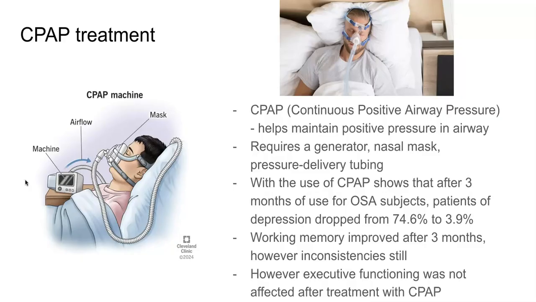With the use of CPAP, we see that depression has improved for patients. Patients' depression drops from 74.6% to about 3.9% after 3 months of use. Working memory, as we talked about previously, still has inconsistencies when it comes to seeing how well it improves. However, executive functioning was not affected after treatment with CPAP.